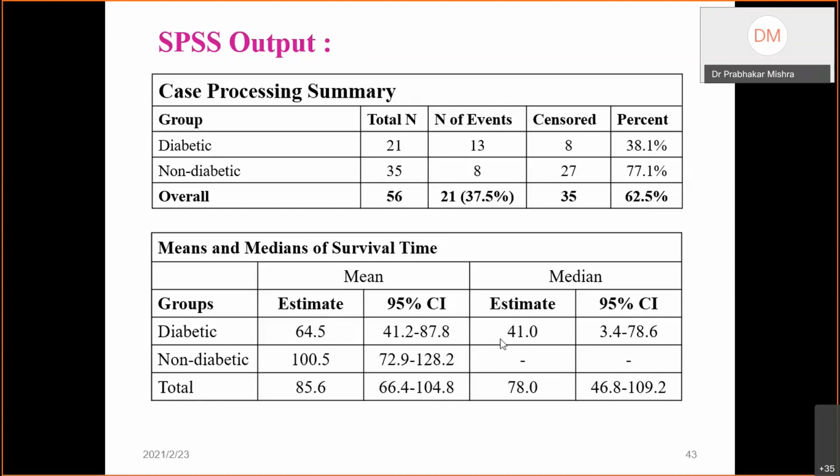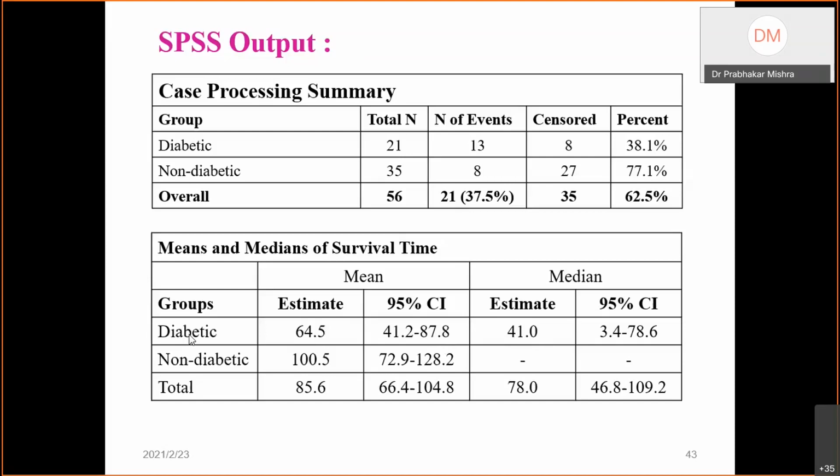And see, median survival time of the diabetic person is 41 months. इसका मतलब हुआ कि if person is diabetic, 50% patient will die on or before 41 months, and remaining 50% patient will die after 41 months.